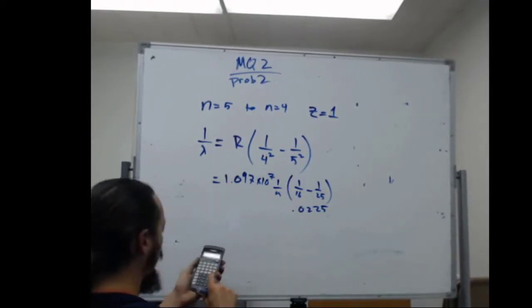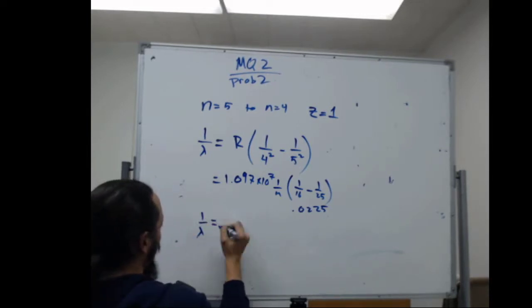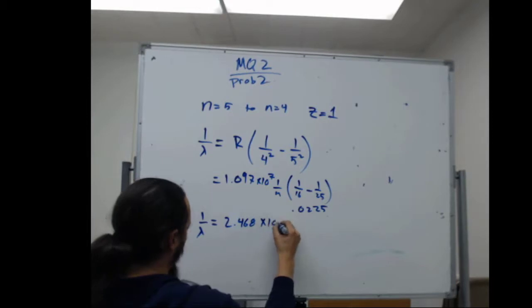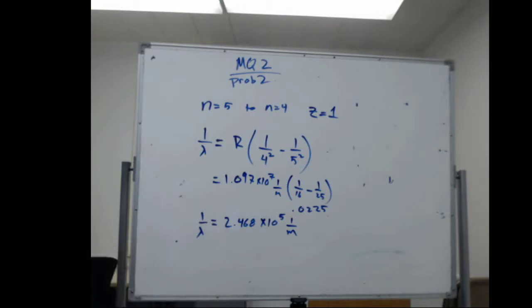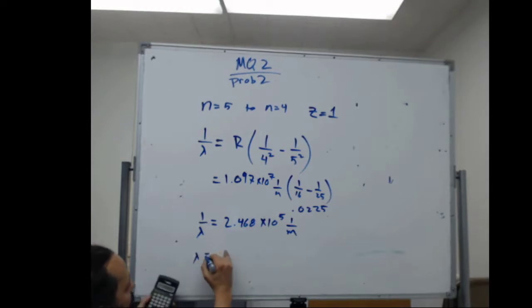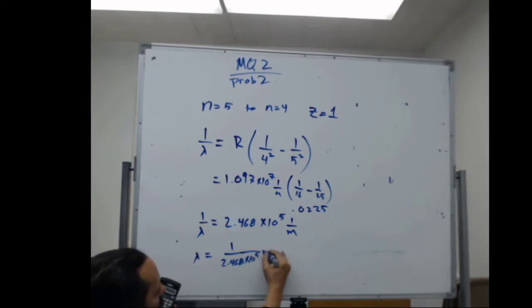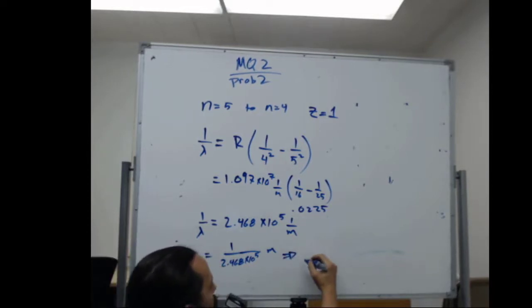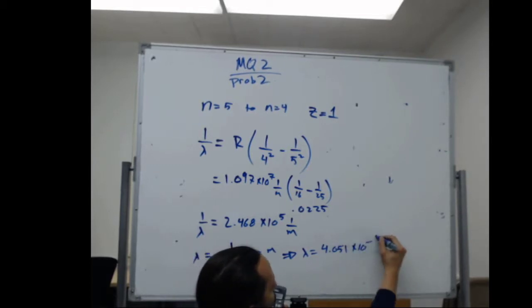And then I'm going to do times 1.097 times 10 to the positive 7. And I get 1 over lambda is equal to 2.468 times 10 to the positive 5 inverse meters. You'll notice that this is inverse wavelength, so I'm going to take the reciprocal to get lambda is equal to 1 over 2.468 times 10 to the 5th meters. Inverse, and I get lambda equals 4.051 times 10 to the minus 6 meters.